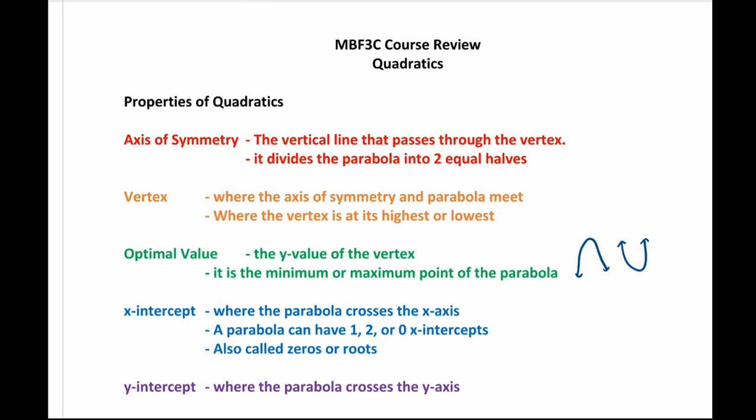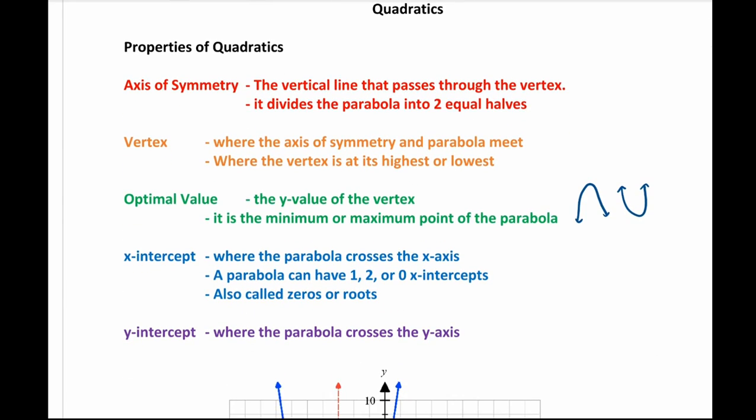The x-intercept is where the parabola crosses the x-axis. And a parabola can have 1, 2, or 0 x-intercepts. It all depends on where it's placed. And the x-intercepts are also known as the zeros or the roots. So if you have a question that's asking for the zeros or the roots, keep in mind that that could just be looking for the x-intercept. Finally, the y-intercept is where the parabola crosses the y-axis.